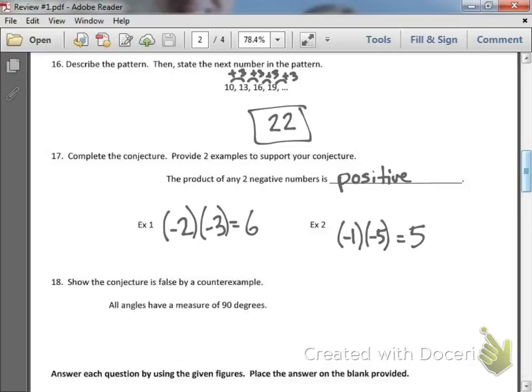Now, remember, your final is multiple choice. So maybe I will say, which example below proves this conjecture? And I'll give you the conjecture, and you have to decide which example actually shows that conjecture. Or maybe I'll give you a few examples, and I'll say which conjecture is proven with these 2 examples.